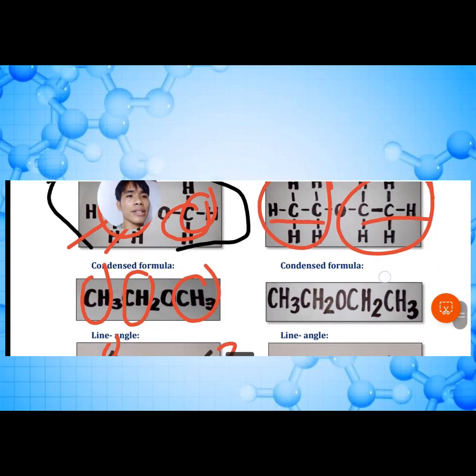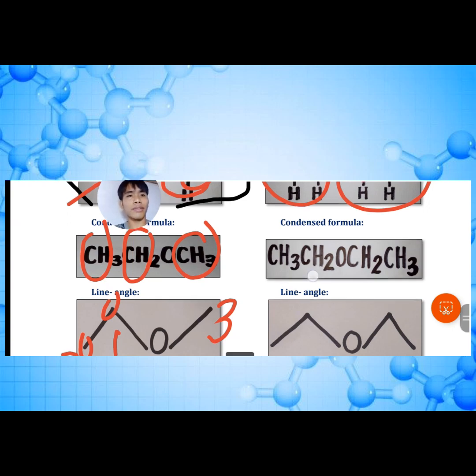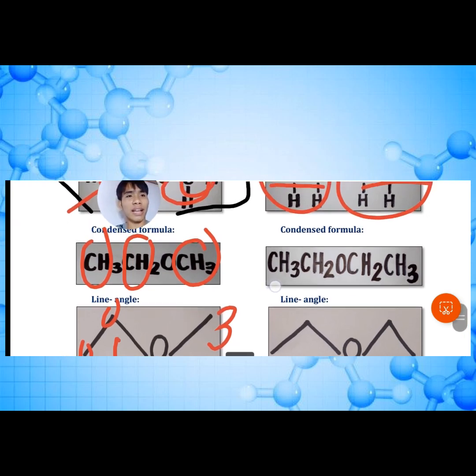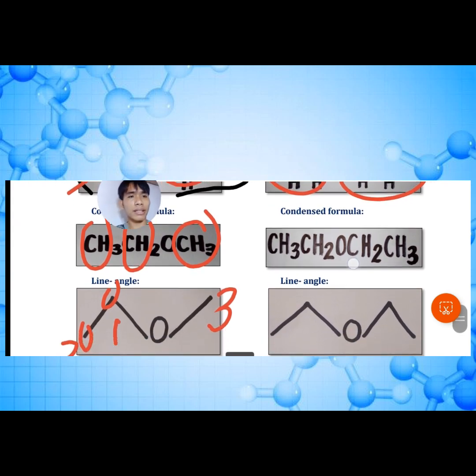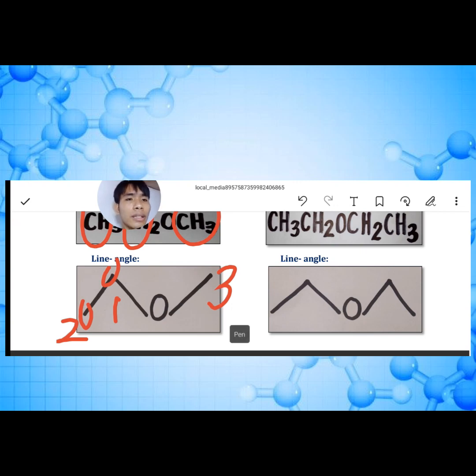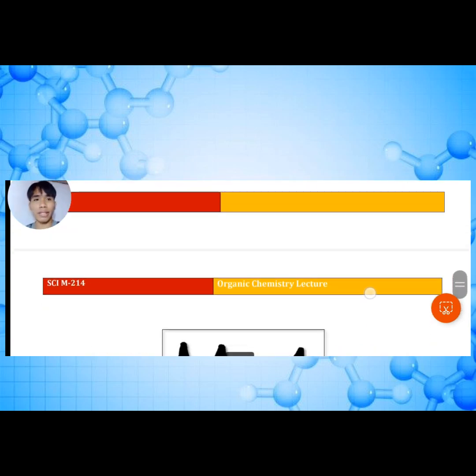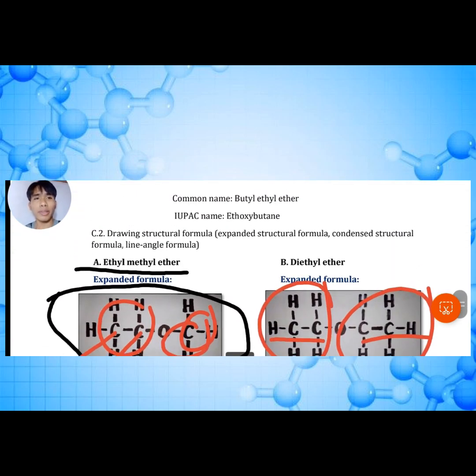So same as the condensed formula, it has 2 carbons here. So in the line angle formula, here 2, 1, 2. This is the ethyl group and the ethyl group also. So that's all. So that's all about drawing the structural formula of the ethers.